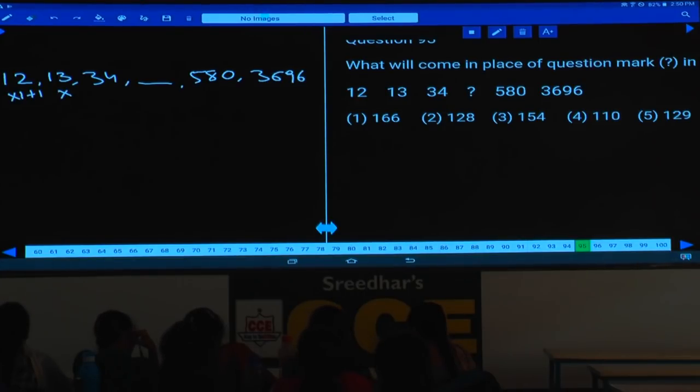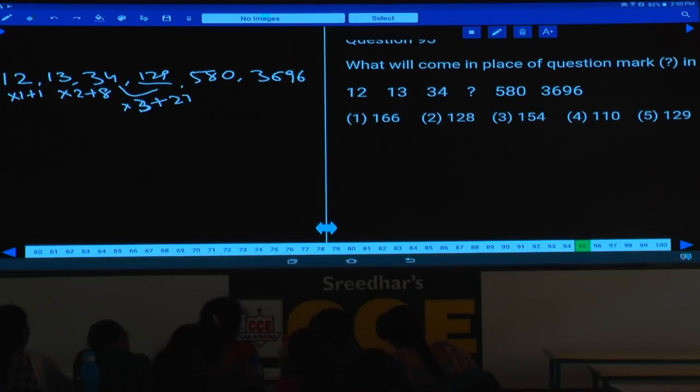And 13 into 2 is how much? 26. 26 plus how much? 8. How can you express this? Into 1 plus 1 cube, into 2 plus 2 cube. Next one must be into 3 plus 3 cube. What is 34 into 3? 102. 102 plus 27, 129 is the missing number. 129, that is choice 4, choice 5.